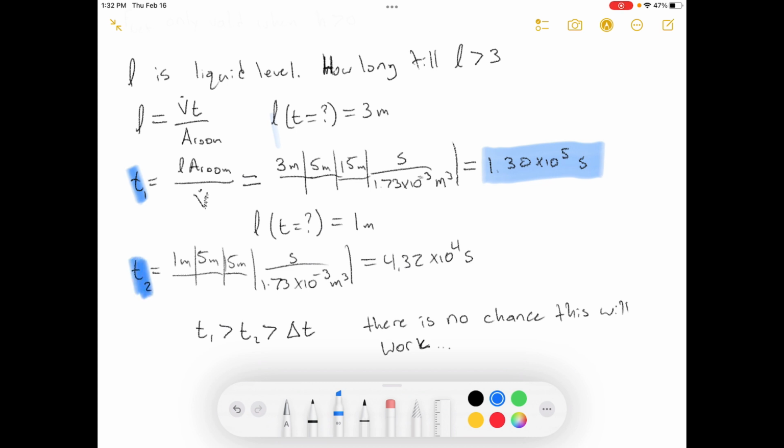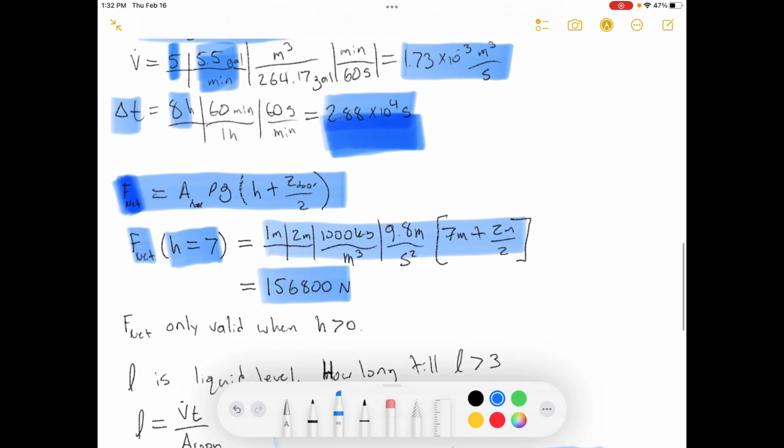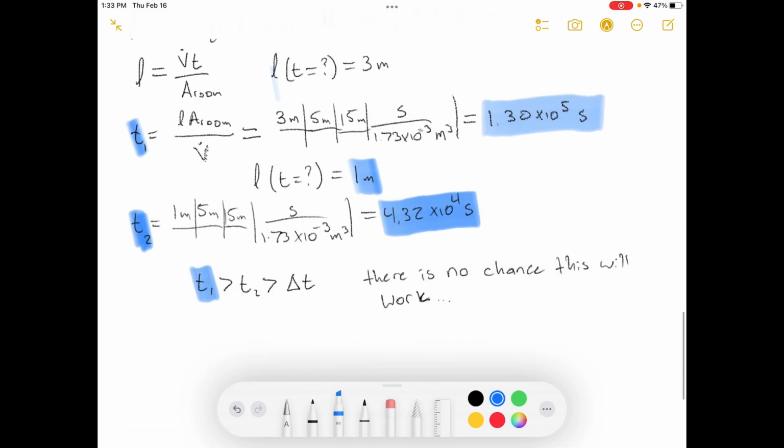How long does it take for the water to get to the bottom of the door, which is 1 meter up? Well, that would take 4.32 times 10 to the 4 seconds. And that is still, unfortunately, larger than 8 hours. Okay, so T1 is greater than T2, and both of those are greater than the amount of time it would take for 8 hours to elapse. So there is no chance that this escape plan will work. He will not even have gotten the water level up to the door.